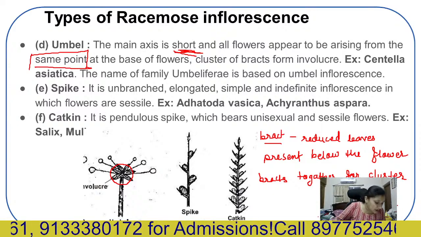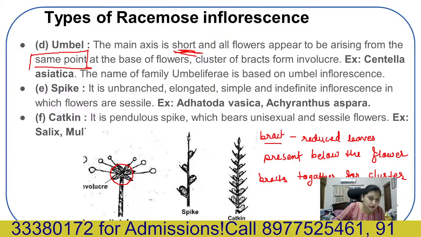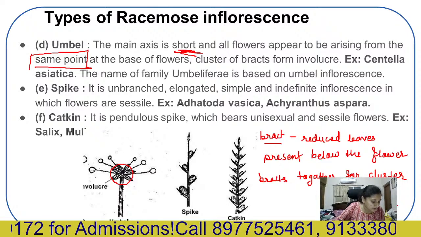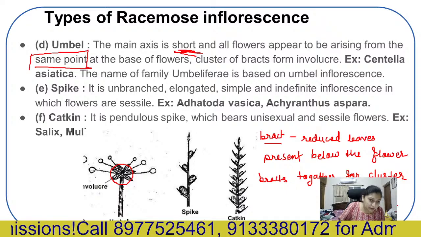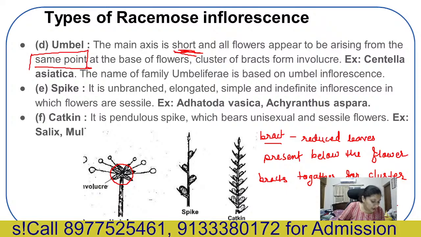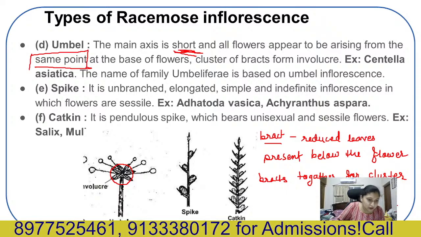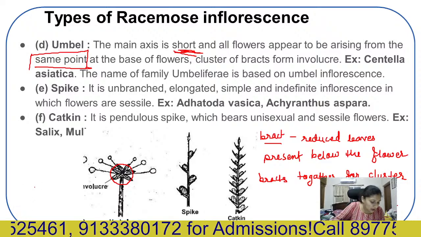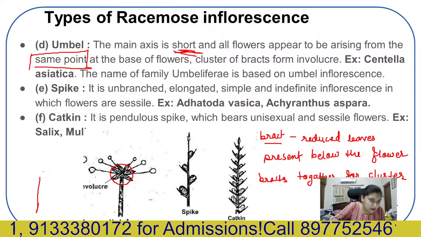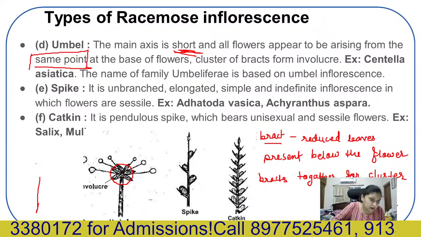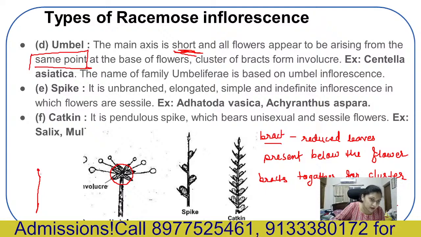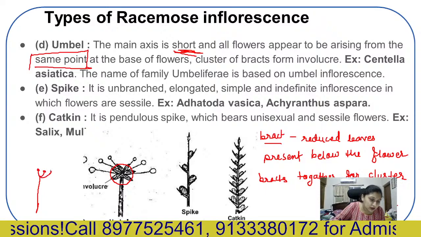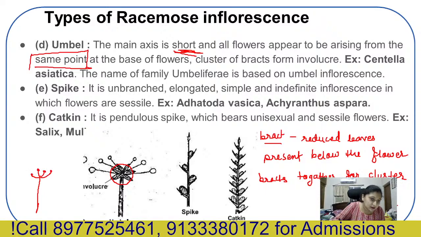This umbel can be of simple type, as I have shown in the diagram. So, simple umbel, and it can also be a compound umbel. Then I am showing how it will be. See, this is what an umbel is. Here the involucre is there, and from the single point all of them are arising.